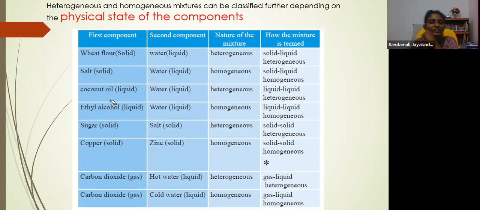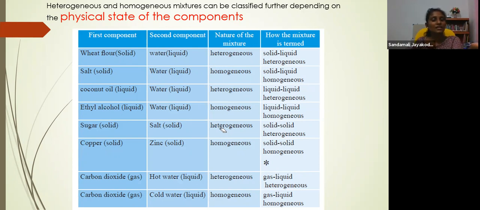Then the next example, coconut oil plus water. Coconut oil and water, both are liquids, but they are not miscible. They do not dissolve together. So they are not mixing properly. We can see two layers separately. That means the composition, color, and transparency are not equal. They are not even from one point to another of the mixture. So those are heterogeneous. So here it's a liquid heterogeneous mixture. Ethyl alcohol and water is mixed clearly and it's homogeneous. Liquid homogeneous mixture.